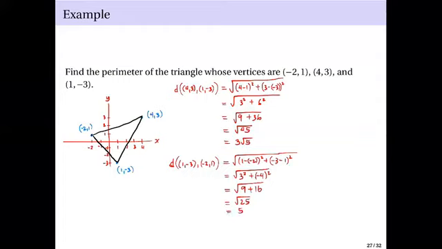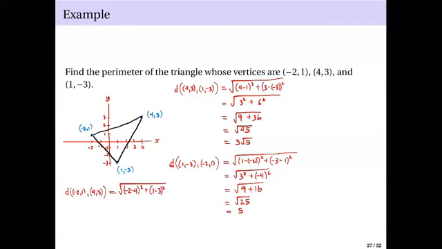So distance now between negative 2, 1, and 4, 3. Okay? So this is square root of negative 2 minus 4 quantity squared plus 1 minus 3 quantity squared. Okay?